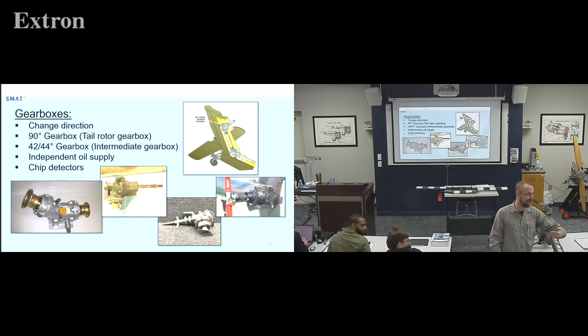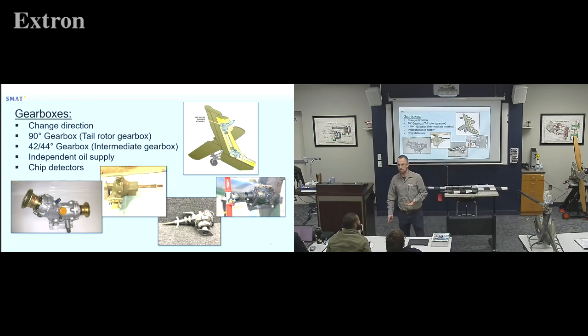It turns at a 90 degree. The gearbox changes the direction. So we have a 90 degree. And there you're going to have chip detectors, and you're going to have an independent oil supply.